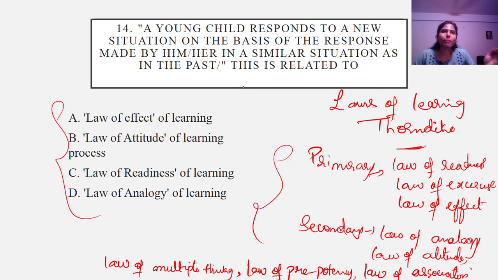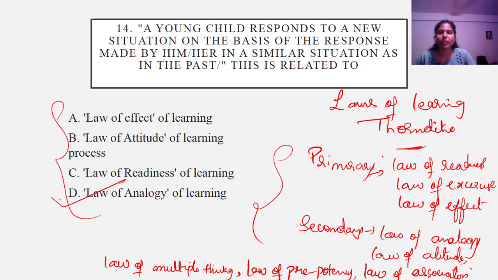Okay, so depending upon the past, a child would take the past as an example, and she or he is putting the same kind of experience or knowledge into solving the present similar situation. So what is this exactly known as? It is known as law of analogy, which comes under the secondary laws. Okay, yes.